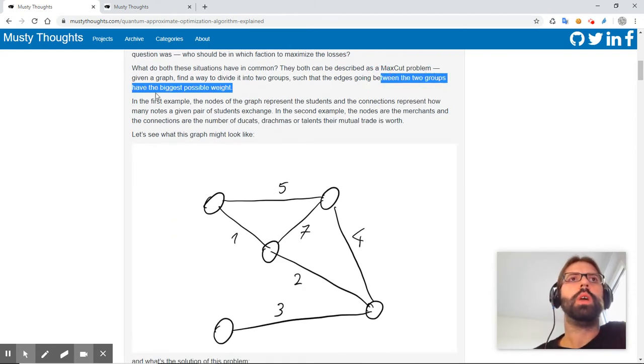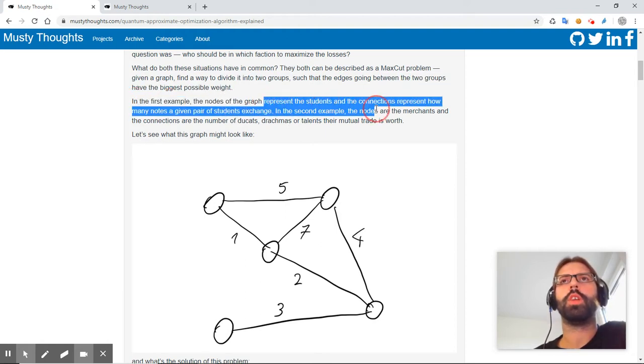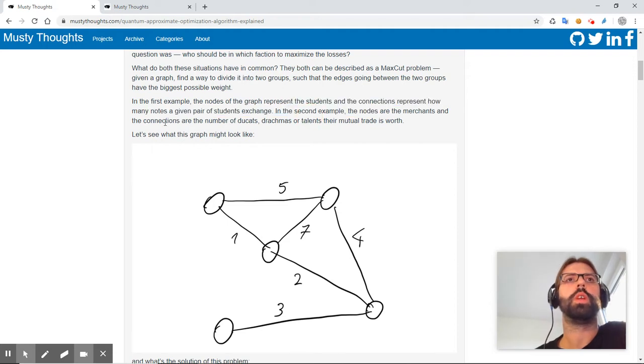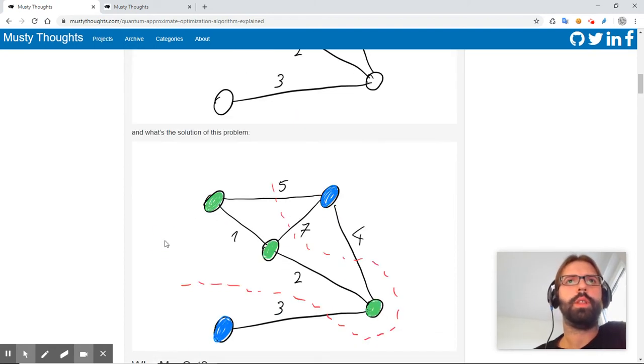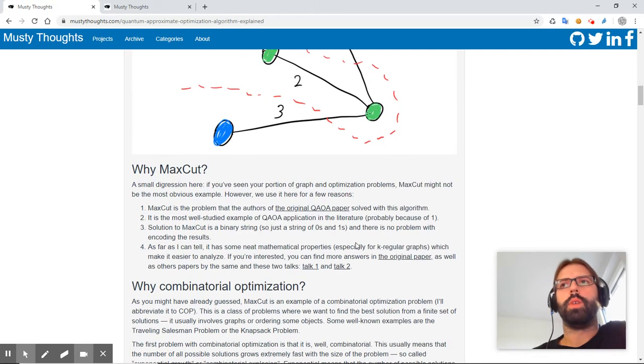So in the first example, the nodes of the graph represent the students and the connections represent how many notes pass between students. In the second example, the merchants are the nodes, and the connections are the number of drachmas or talents that their mutual trade is worth. So this is the graph. This is the solution. You see coloring, so it's just graph coloring with two colors, I guess.